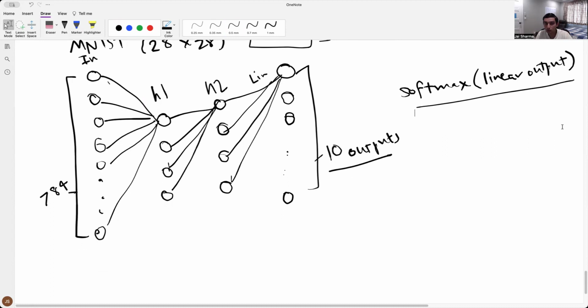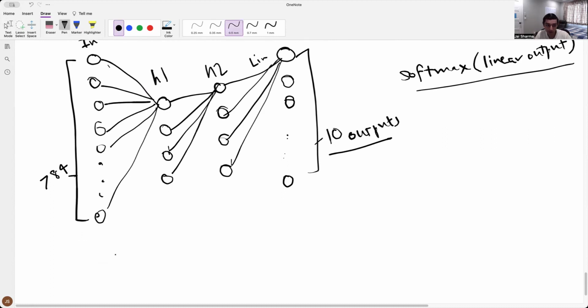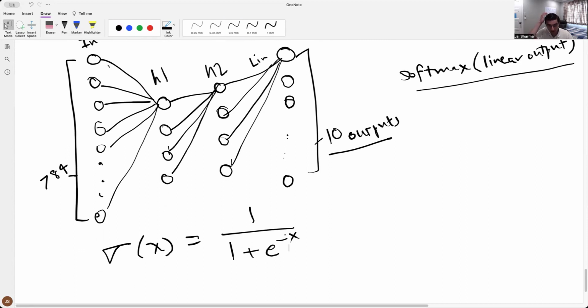Now I want to talk to you a little bit about the sigmoid function. So remember, the sigmoid function takes in a value x, and it outputs just this simple function, which is 1 over 1 plus e to the power of negative x, right? And remember, it looks kind of like this.